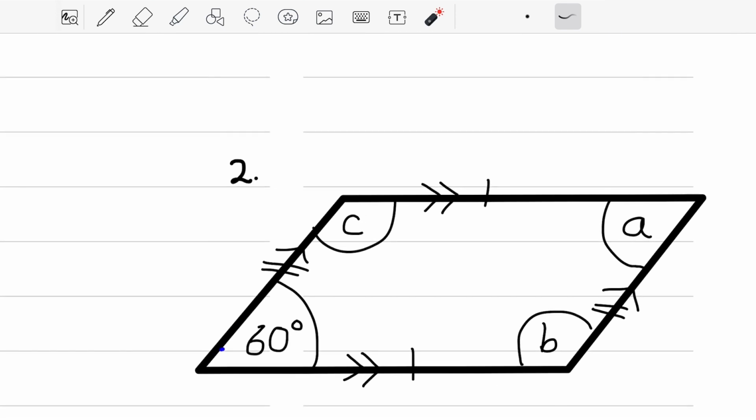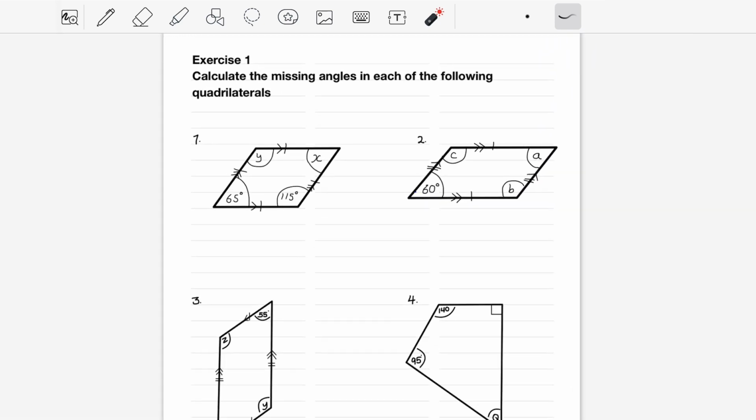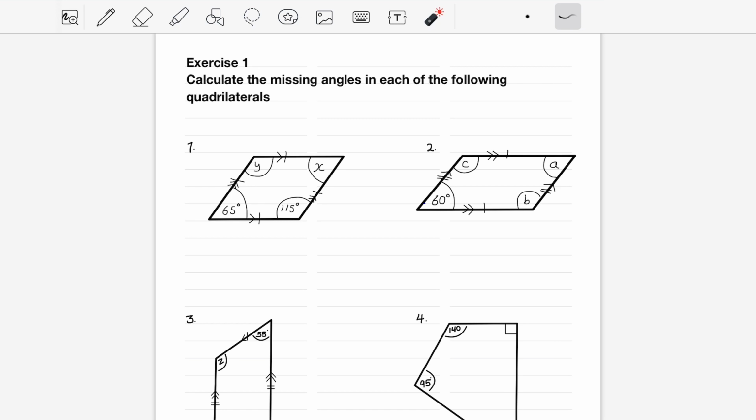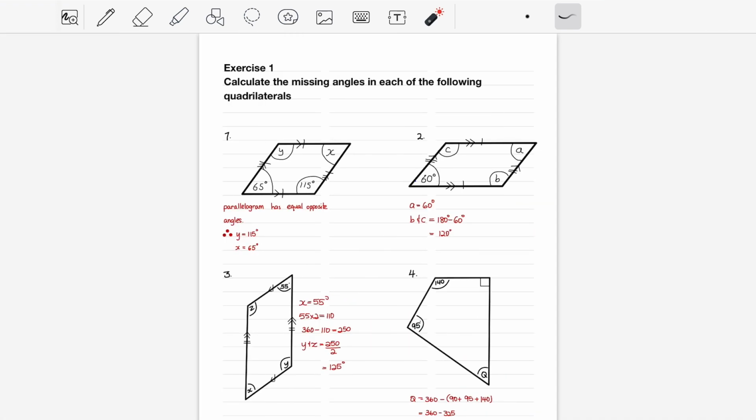Number 2, we have a parallelogram. These two sides are equal and these two sides are equal. So A will be equal to 60 degrees. We have to solve C and B. So you can pause the video now and attempt these if you know how to, or you can move ahead now to the solutions and then attempt the exercise. Let's continue with exercise 1.